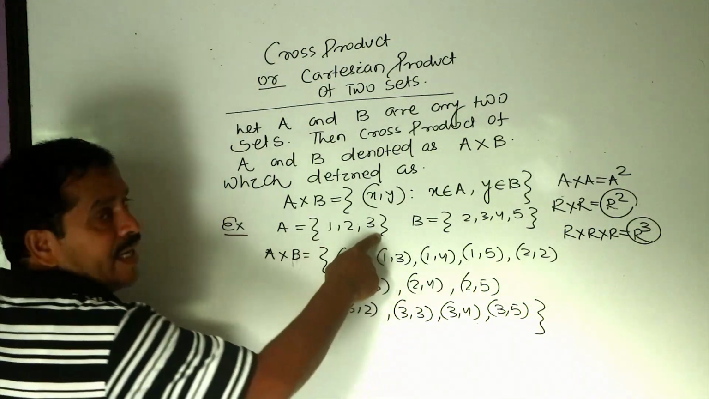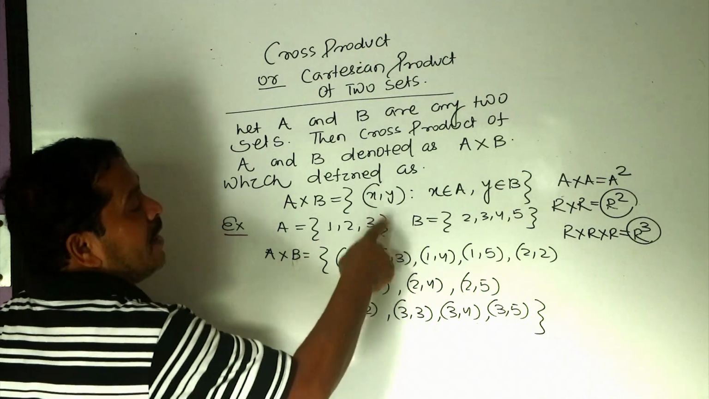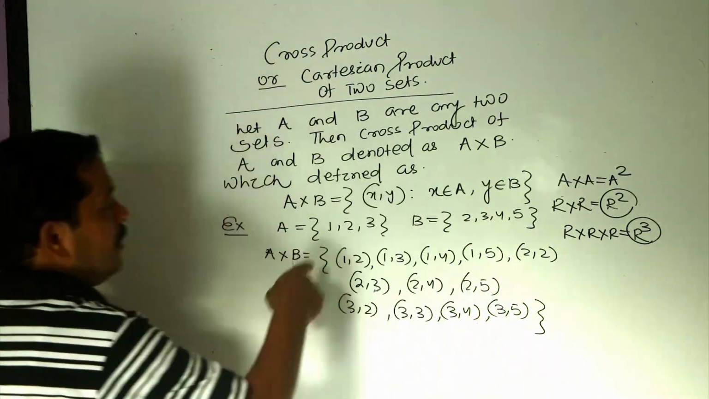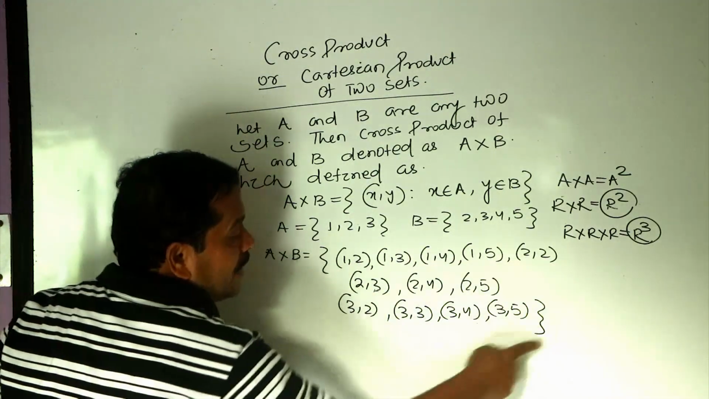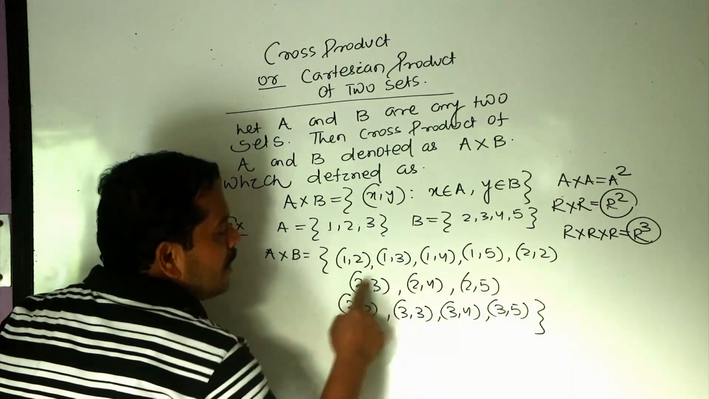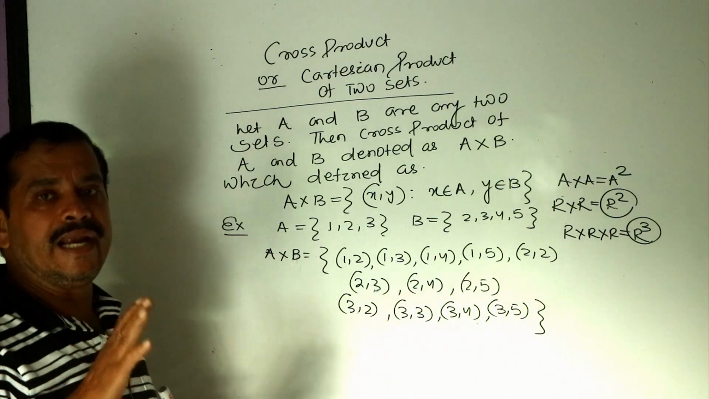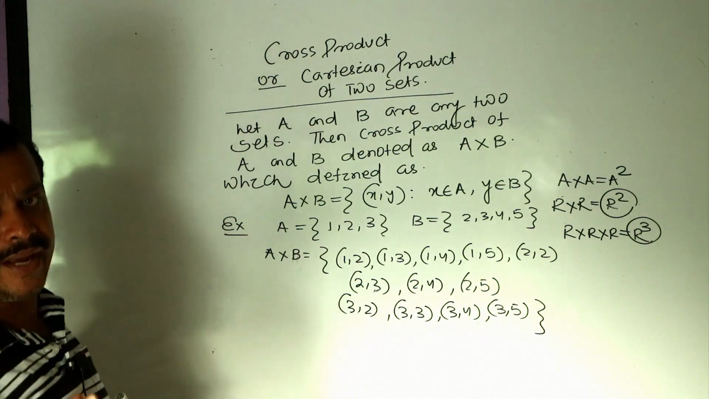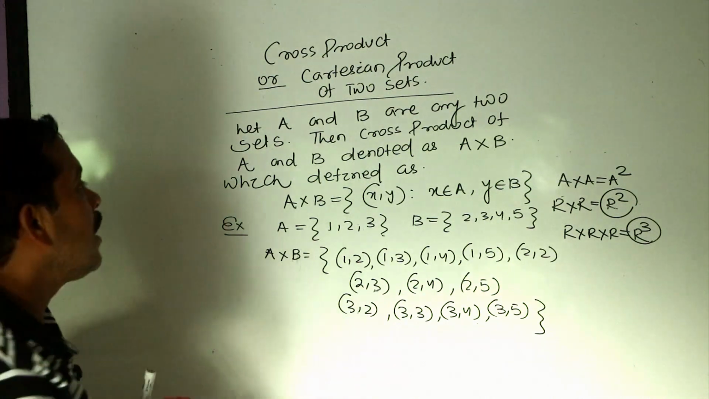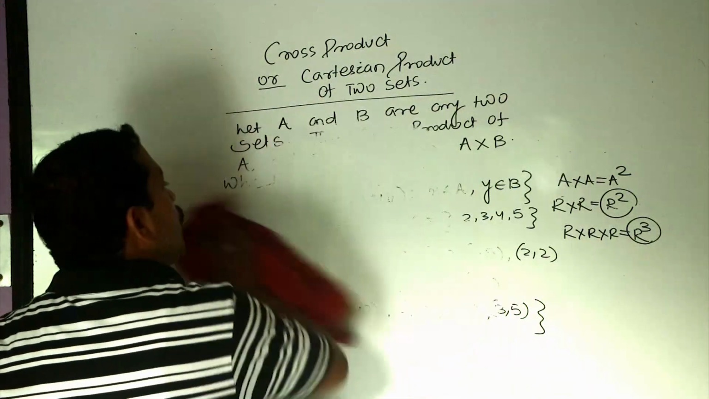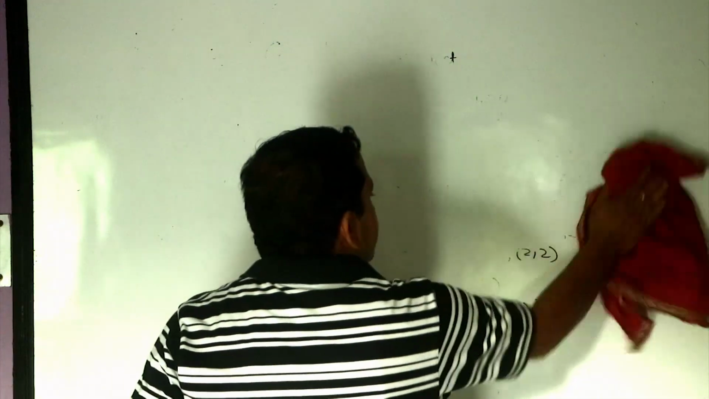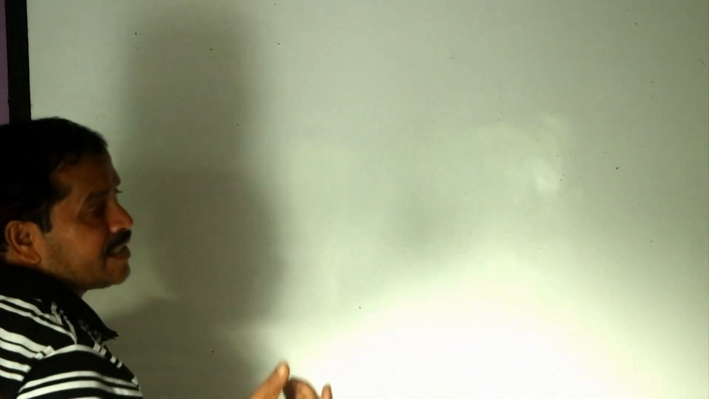Here the cardinality of A is 3. A contains 3 elements, B contains 4 elements, but A cross B contains 12 elements: 1, 2, 3, 4, 5, 6, 7, 8, 9, 10, 11, 12. That means the cardinality of A cross B equals the cardinality of A times the cardinality of B. That is the cross product of sets, also known as the Cartesian product of sets. Similarly, we can find the product of three sets. Also in n dimensions we can find the product of n sets.